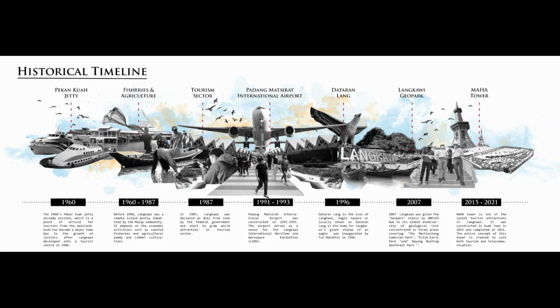In 1991 until 1993, Padang Matsirat International Airport was constructed. For your information, this airport also serves maritime and aerospace exhibitions. In 1996, the most iconic place for Langkawi was built. The iconic place for Langkawi is Dataran Lang or Eagle Square, one of Tun Mahathir's projects. In 2007, Langkawi was given Geopark status by UNESCO due to the oldest mountain rock there. Lastly, in 2050 until 2021, the Maha Tower was constructed until now. The construction was started in 2030 as a symbol for communication and tourism purposes.